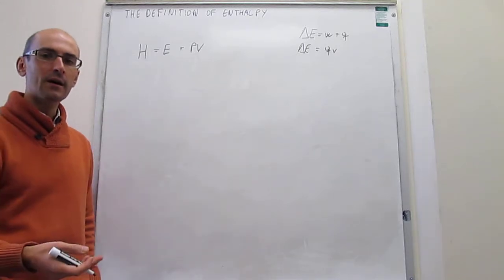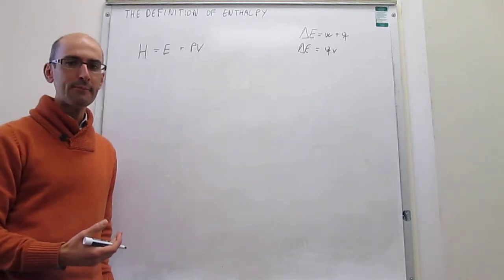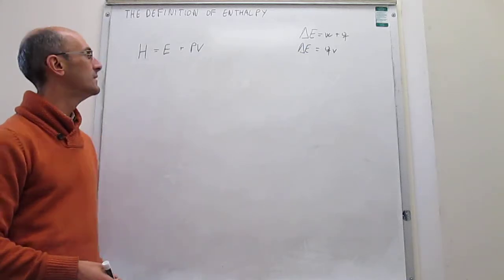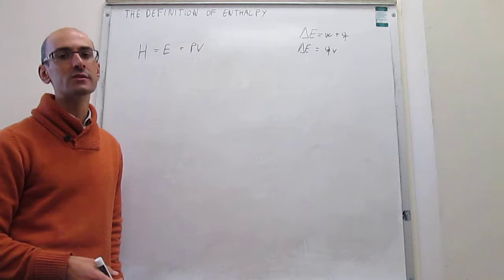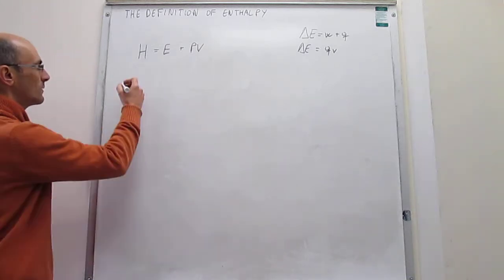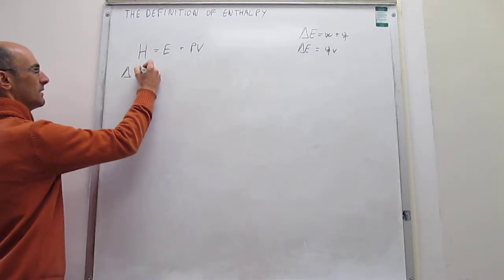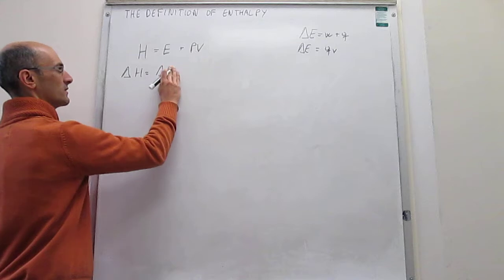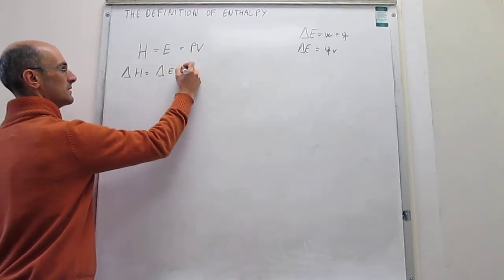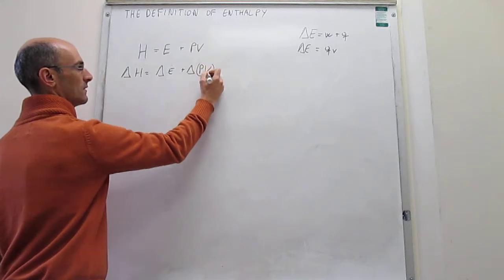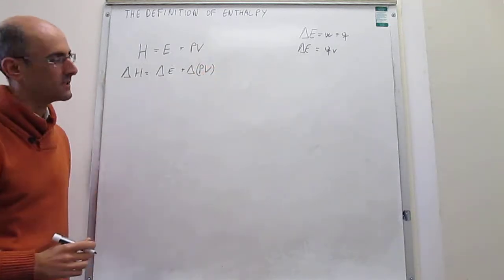In chemistry, we're not interested in the absolute value of the enthalpy or the internal energy. Instead, we're interested in changes during a chemical reaction or any other process. So what matters here is the changes. That means that the change in enthalpy is going to be equal to the change in internal energy plus the change in the pressure volume product.